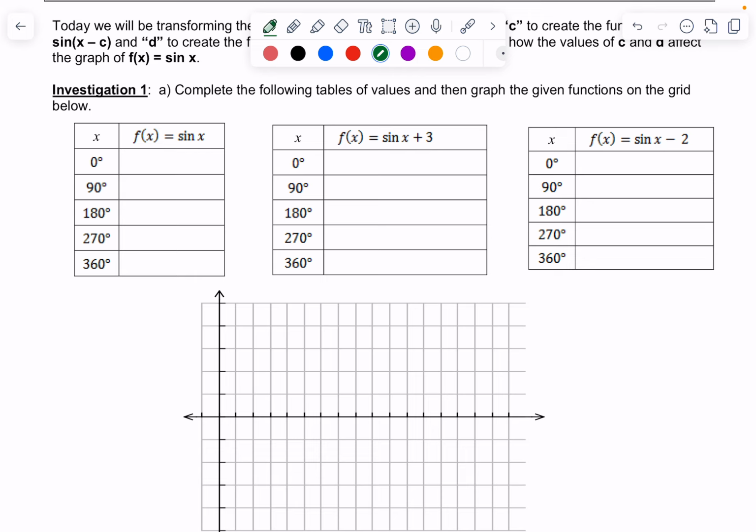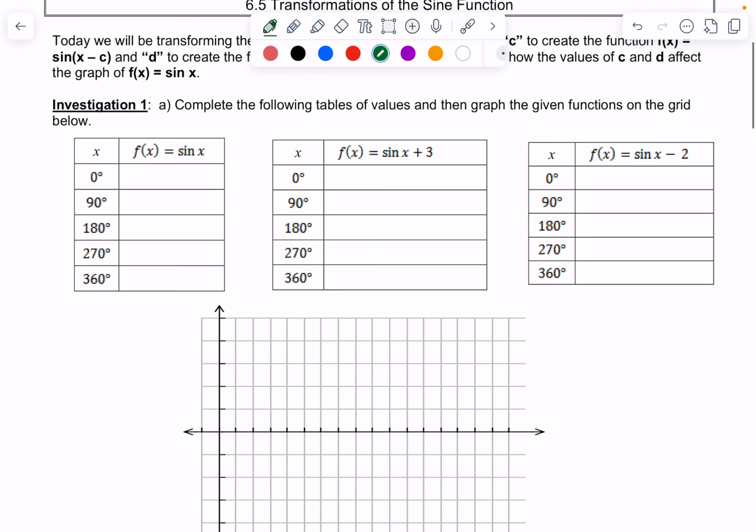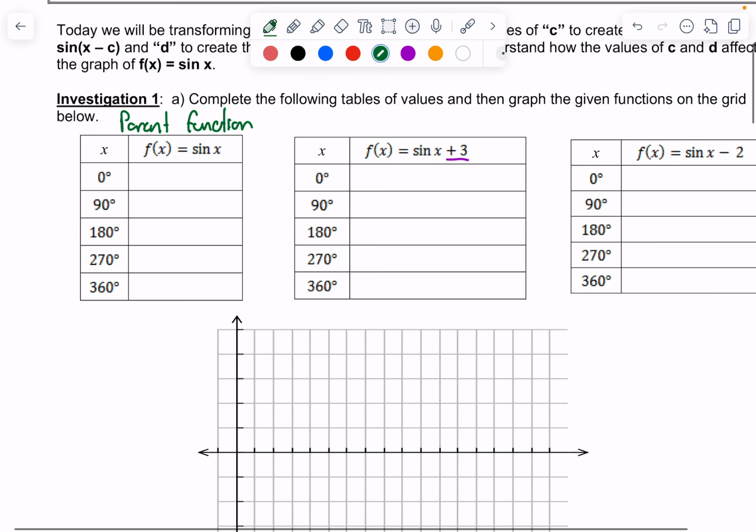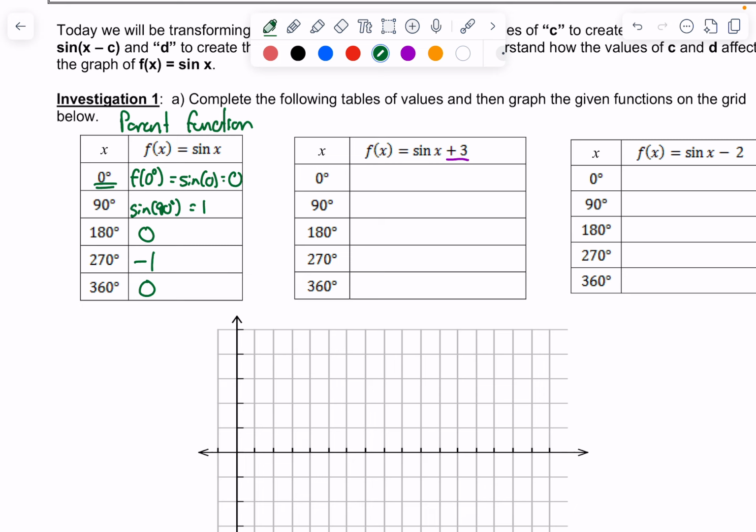So completing the table below, you're evaluating our parent function. Let's compare what happens when we add a plus 3 and a minus 3 on the backside to our parent function. Evaluating your parent function, you're just evaluating the function at these values here. So you're looking for f at 0 degrees. That's sine at 0, which is going to be 0 by plugging it in. Then sine 90 is 1, sine 180 is 0, sine 270 is negative 1, and 360 is 0.